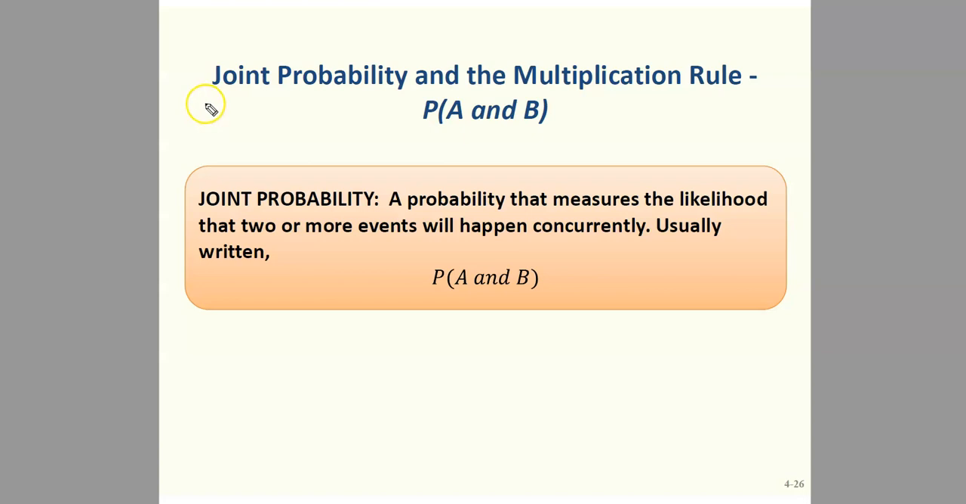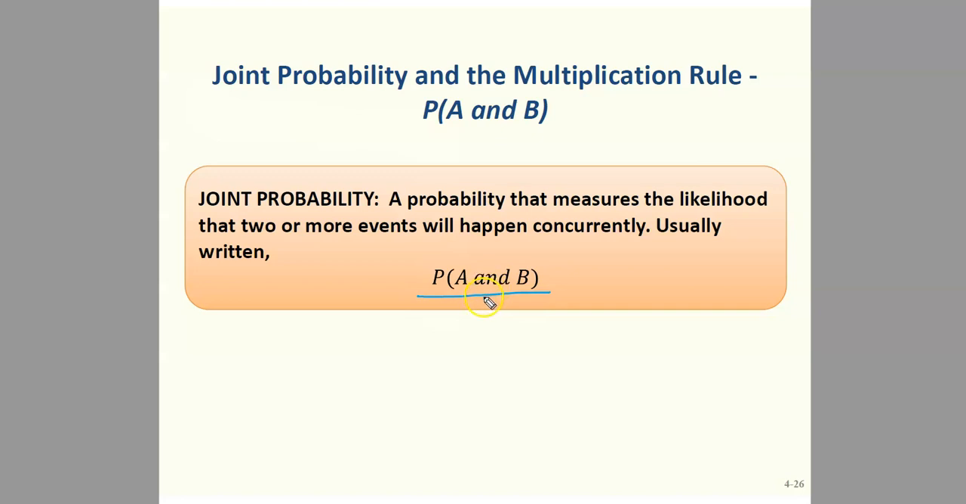In this lesson, we're going to cover joint probability and the multiplication rule. So the joint probability for two events is simply the probability that A and B occur at the same time. That's what we call a joint probability.